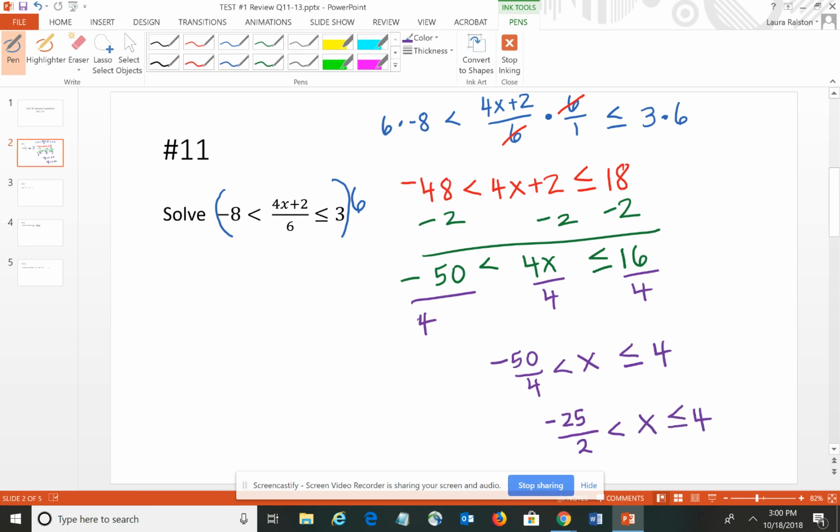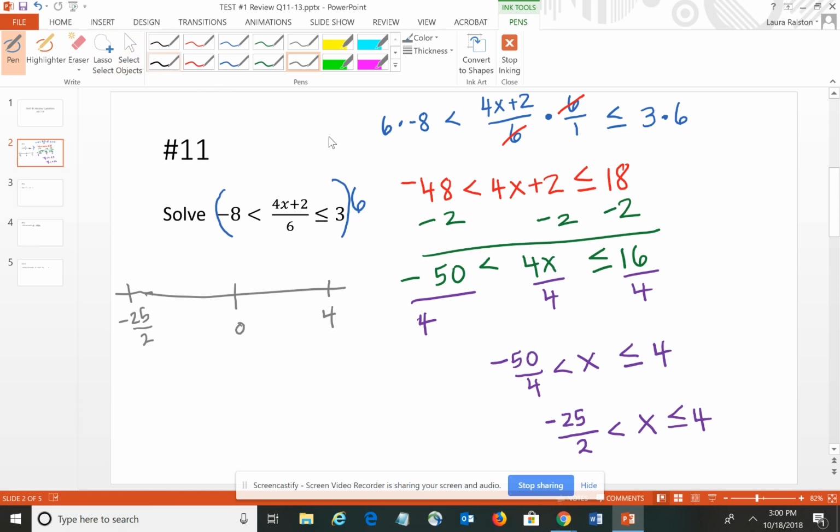Now remember what these symbols mean. Less than or equal to means you can include or use the value of 4. You're asked to write the answer in interval notation, and it may help you to think about what it would look like on a number line first. So if you have a number line with 0 in the middle, obviously positive 4 would be to the right, and somewhere on the left you would have negative 25 over 2.